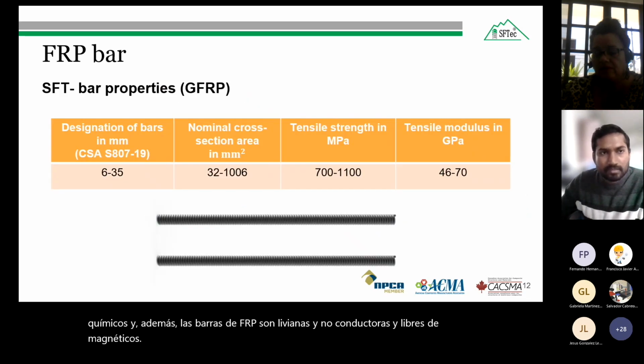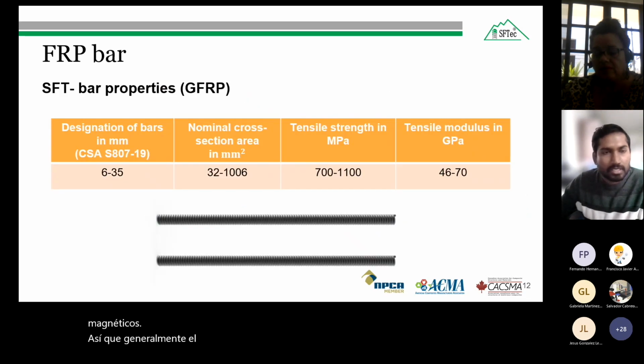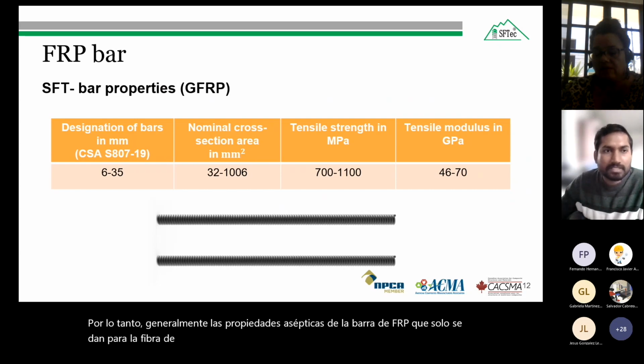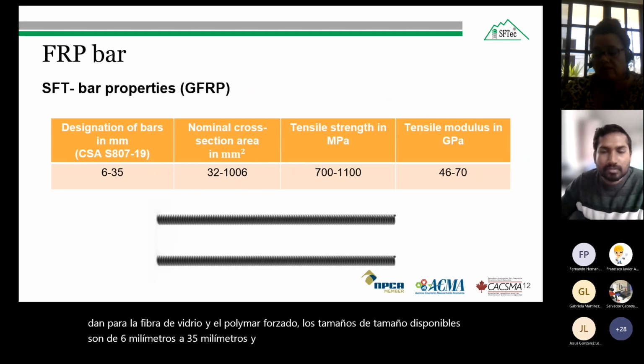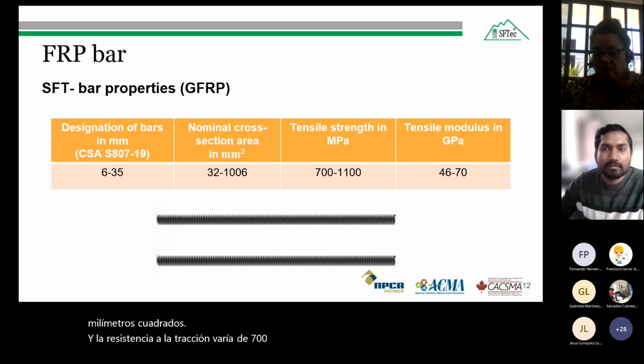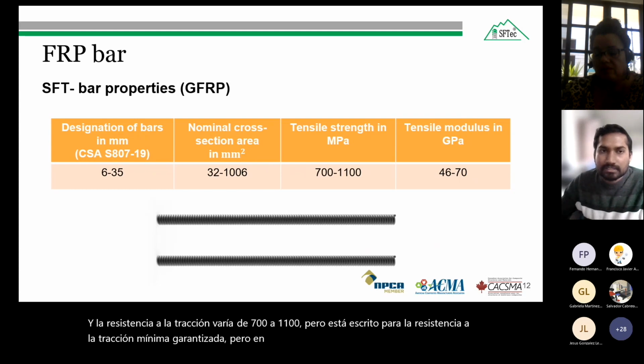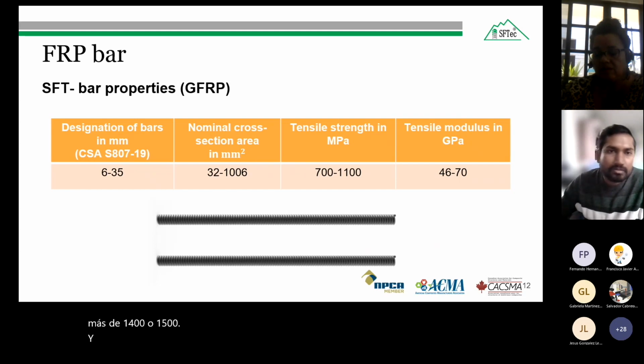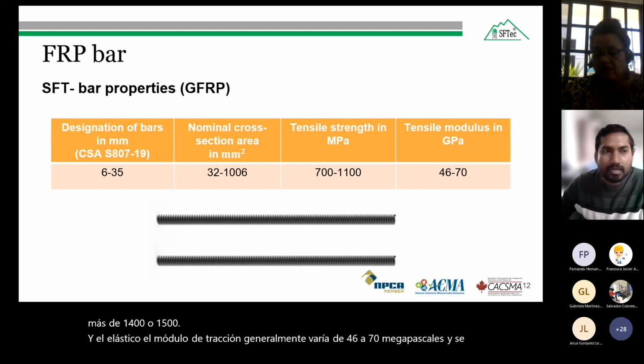So generally the SFTec FRP bar properties, which are given only for the glass fiber reinforced polymer, the available sizes are from 6 millimeter to 35 millimeter, and their cross section varies from 32 to 1006 millimeter square, and the tensile strength varies from 700 to 1100, but that is written for the minimum guaranteed tensile strength, but actually the tensile strength can be more than 1400 or 1500. And the tensile modulus generally varies from 46 to 70 gigapascal. And based on the elastic modulus, 40, 50, and 60, these are grouped into three different types of SFTec bar.